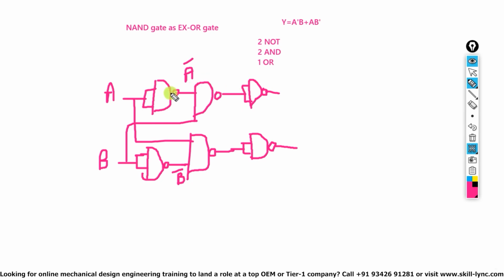So here we are getting A bar, here it is A bar B bar, here it is A bar B whole bar. Then because of a NOT gate over here, it becomes A bar B, and it is A B bar double bar. So when one more complement over here, it becomes A B bar.